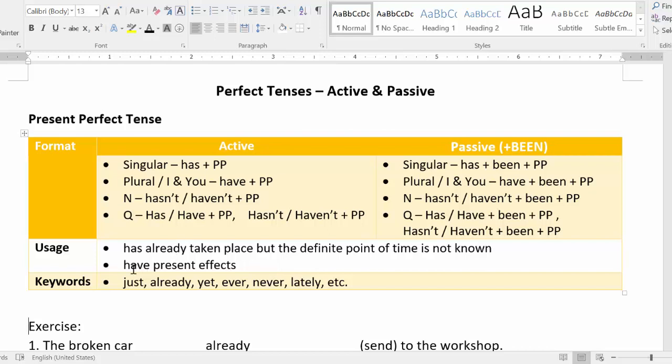And this action has present effects. Just because that action has been done, it will affect something in the present. For example, I have eaten my breakfast. So if you have eaten your breakfast, now you will not be hungry anymore. That's the present effect. So for present perfect tense, the definite point of time is not known. We do not know when it is, and the main idea of the sentence is to tell you that this action has been done. That's the main purpose of the sentence. The time is not important in present perfect tense.